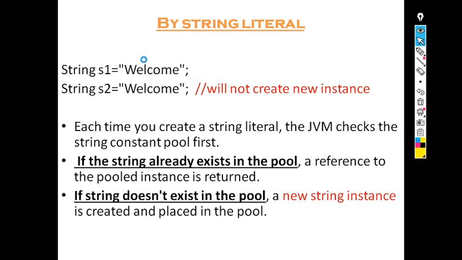Here you have to understand that though we are writing S1 equals "welcome" and S2 equals "welcome", two different references are not going to be created, only one reference will be created, and S1 and S2 both will point to that same reference. So here the JVM will check whether the instance is there in the string pool or not. If it is not there, then it will create it. If it is there, then it will just refer to that instance.